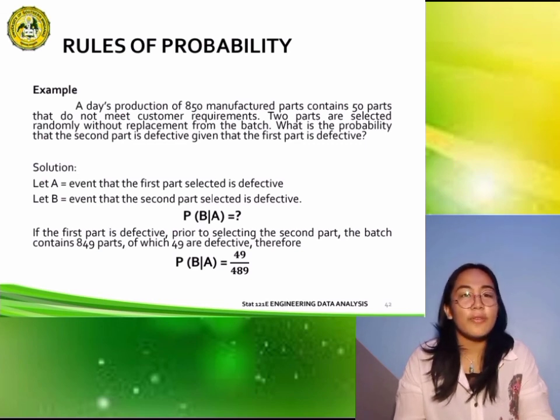Here's our solution. First, let A be the event that the first part selected is defective, and B be the event where the second part selected is defective, and we will find P of B given A has occurred. If the first part is defective, prior to selecting the second part, the batch contains 849 parts, of which 49 are defective, which is therefore 49 over 849. That's it.